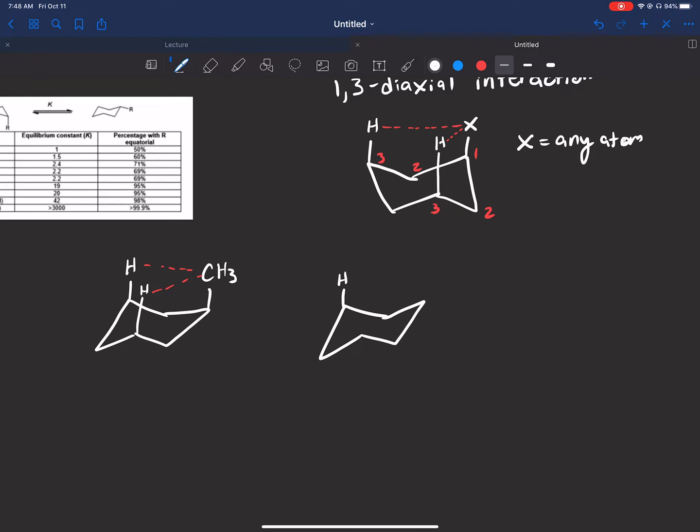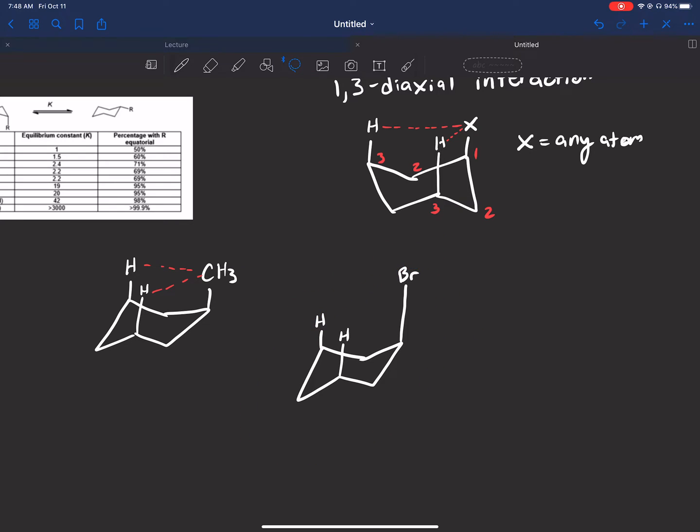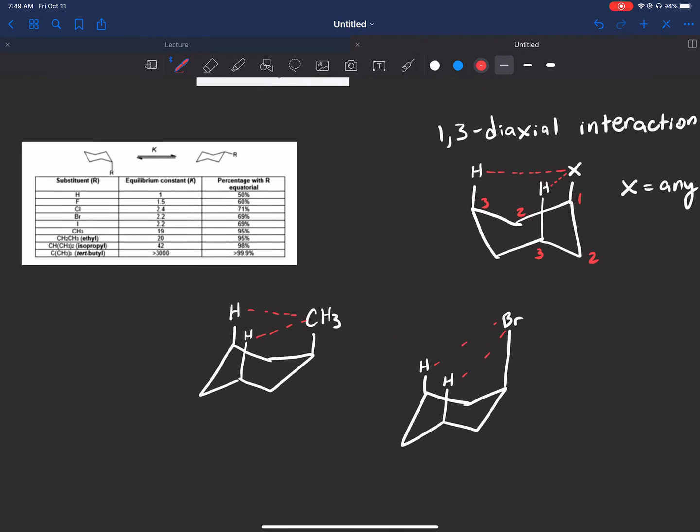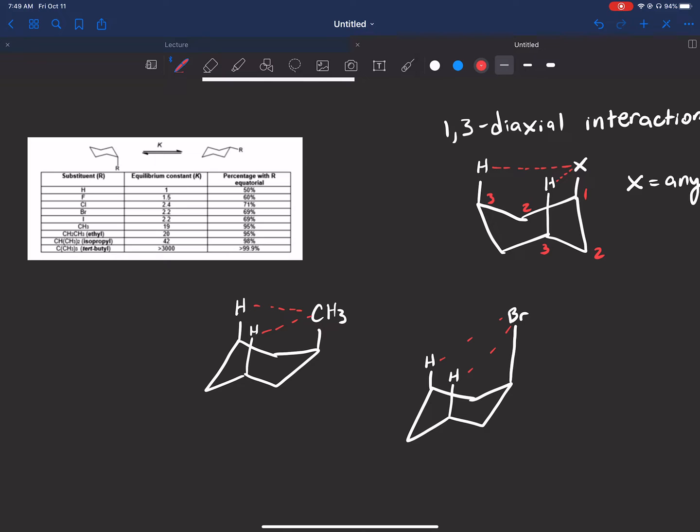So we have our hydrogen, halogen. So like I said, they form longer bonds. And so let's draw our interactions. They're not as strong. They're much weaker. Okay. So there's much less 1-3 diaxial interaction there. So it's actually more stable than something like a methyl. Okay. And so just be aware of that idea that halogens may not always favor the equatorial position.